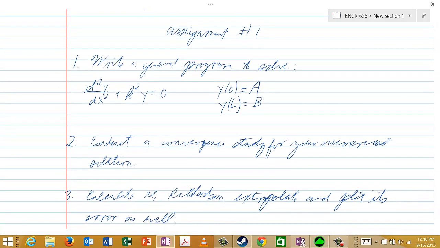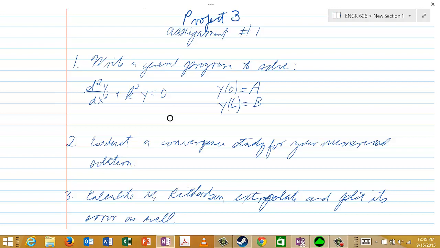I say assignment number 3, but actually this is project, let me call this project 3. And so this is assignment number 1. This is the first part of project number 3. It will be to write a general program to solve d squared y dx squared plus k squared y equal to 0, with y of 0 equals A and y of L equals B.